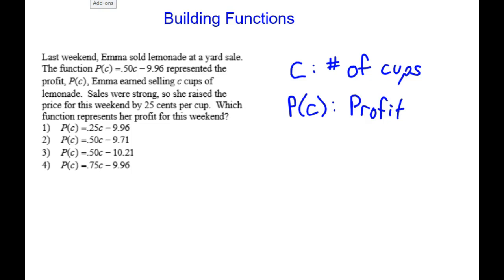So in this problem, we have two variables we need to look at. We have C, which represents the number of cups of lemonade she sold, and then we have P of C, which represents the profit she earned based on the number of cups she sold. The only thing that's going to change from the previous week is the cost per cup. So in the first week, it was 50 cents per cup. It increased by 25 cents per cup. So 50 plus 25 is going to be 75 cents per cup. So the correct choice is going to be equation 4. P of C is equal to 0.75C minus 9.96.